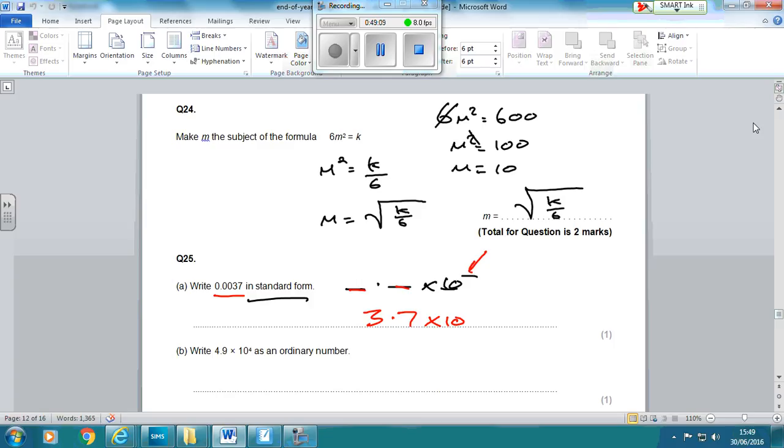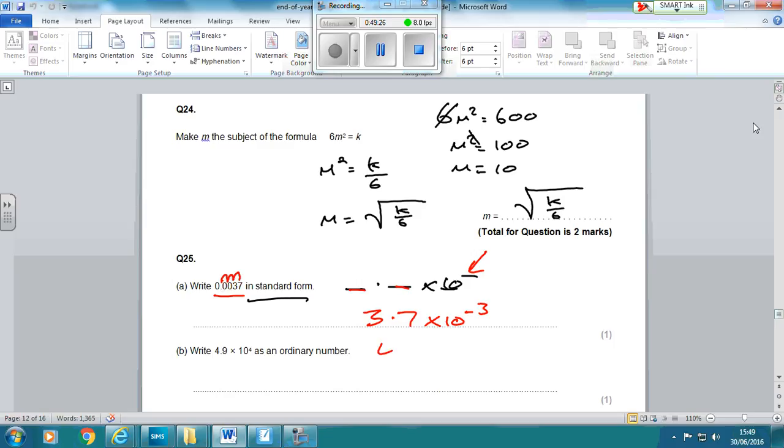Now that something, that power there, is going to be how many decimal places our decimal point moves. So it's here at the moment, and it's going to go 1, 2, 3. And because it's going backwards, to make a 0 point number, it's going to be the power of minus 3.